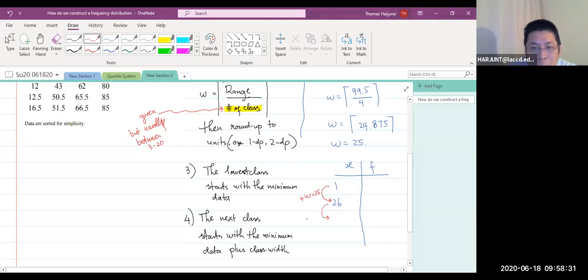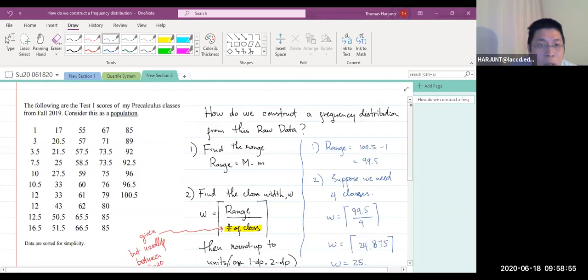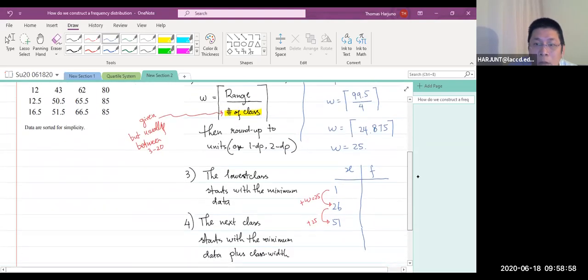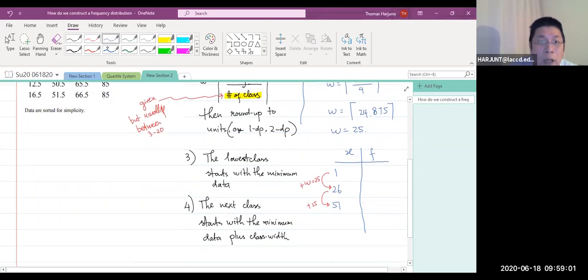Plus 25 again. That will be 51. I got a message earlier. Somebody said 99. Is anything wrong so far? Nothing, right? Okay. And then plus 25 again, there will be 76. How far do I need to go, Thomas? Until you have 4 classes, and now you have 4 classes.